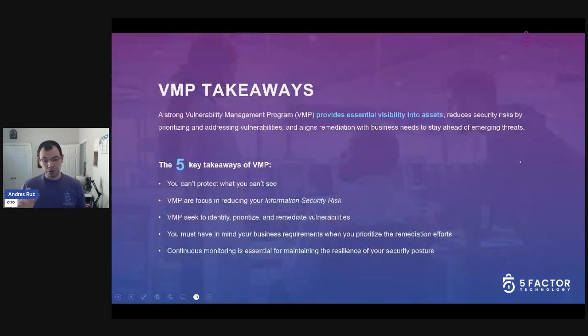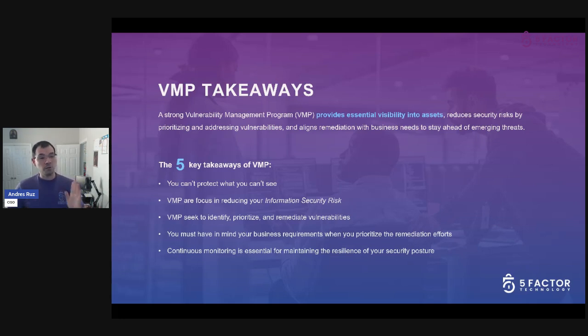Now, I want you to leave with five key concepts when we talk about vulnerability management. The first one is you cannot protect what you cannot see. That's why that discovery process at the beginning is super, super important. The second one is that you have to focus your vulnerability management on reducing your corporate risk. It's not the same for you to protect your most critical data and devices than maybe the less important devices, like some type of laptop that you have in your environment.